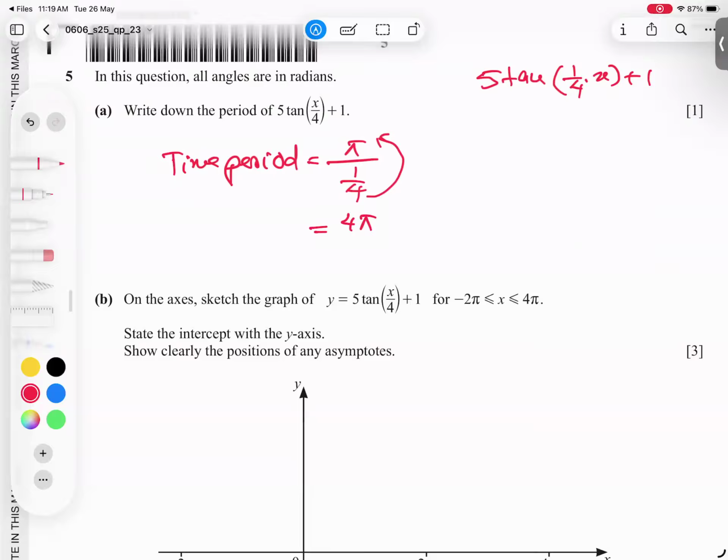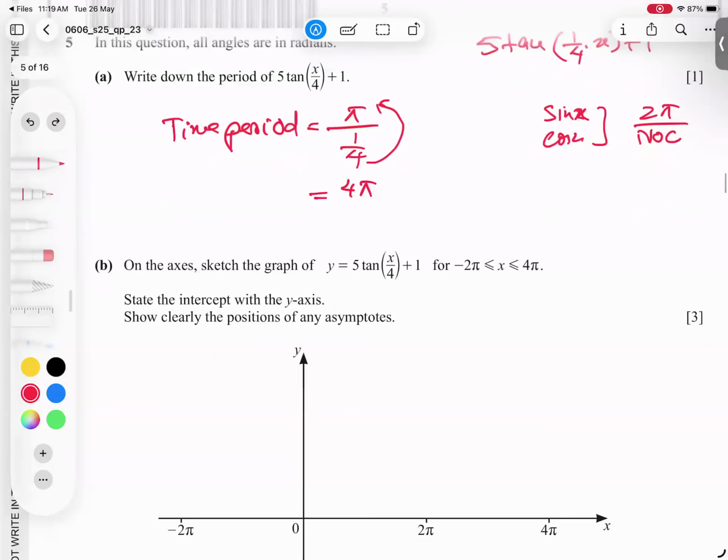The same applies for sine and cos, but when we talk about sine and cos, what formula do we have? Not pi, but 2 pi over NOC, the number of cycles. The number of cycles is this number. I hope the point is very clear. Okay, let's talk about the next question.